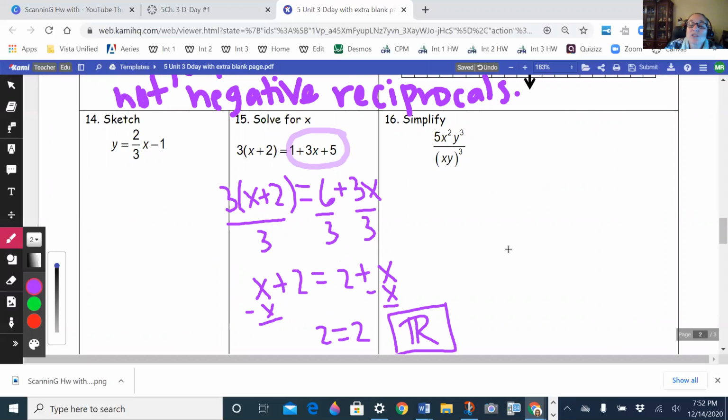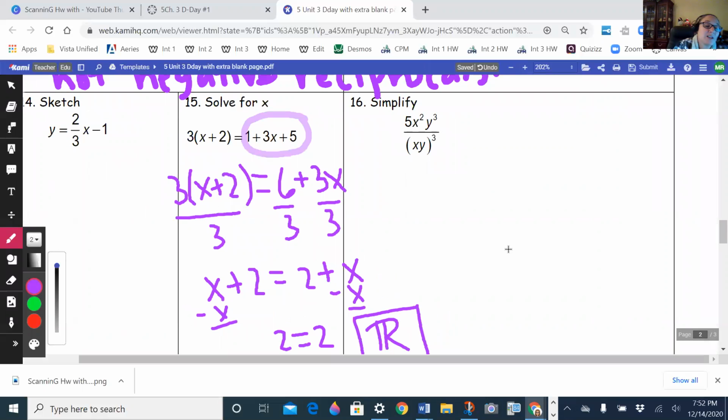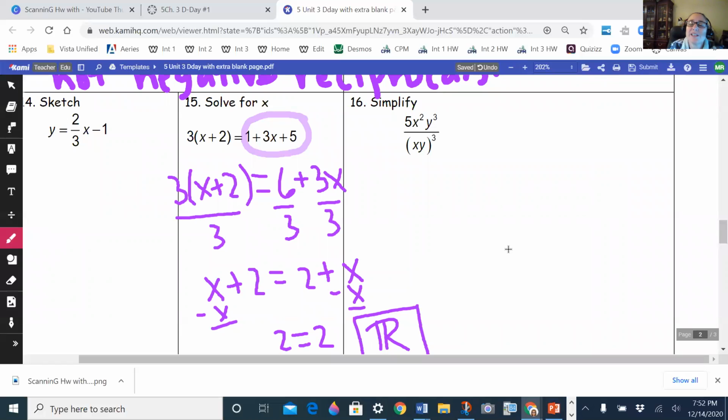On number 16, okay, simplify. When they say simplify, they mean we want to get x to a single power, y to a single power. We don't want negative exponents. In this case, we didn't have any negatives here to start with. Let me just do this. I have a 5x squared y to the third. On the bottom, both my x and my y are being raised to the third power.